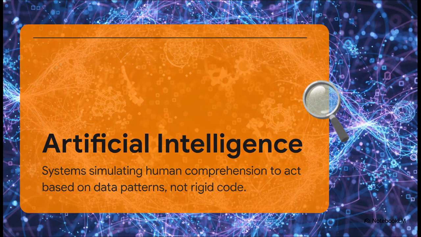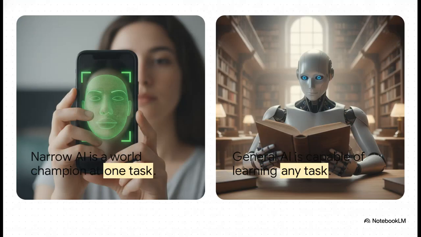It's really just a machine that has become phenomenally good at finding structures within oceans of information to simulate human understanding. Okay, let's clear up a major misconception right off the bat, because this trips up so many people. Every single AI tool we interact with today falls under narrow AI. Think of narrow AI as an absolute world champion at one specific task. Like a facial recognition system can perfectly unlock your phone in a split second, but if you asked it to play a game of chess or write a poem, it would just stare blankly at you. It literally can't do it.